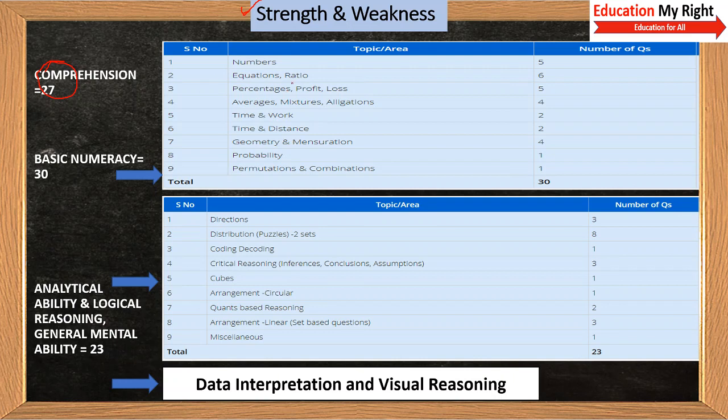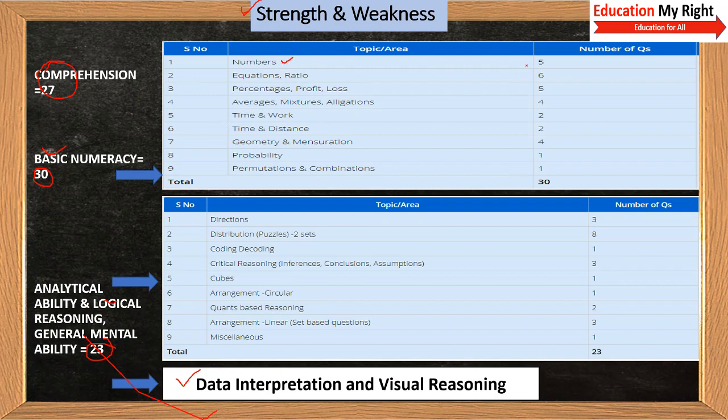Okay, so out of 80 questions, I thought that I will just categorize based on that year's question paper, and then we will discuss. Basic numeracy, we said 30. Then analytical ability, logical reasoning, general and mental ability, we said 23. And then this was the new section. Within basic numeracy, the first one is numbers.